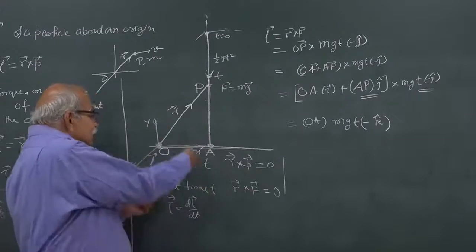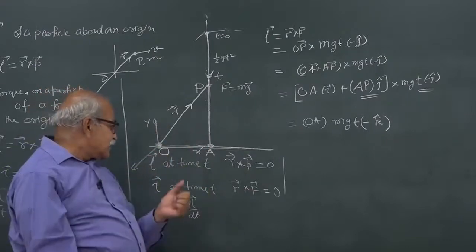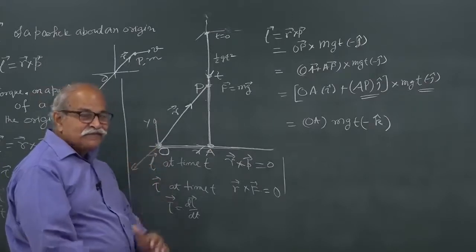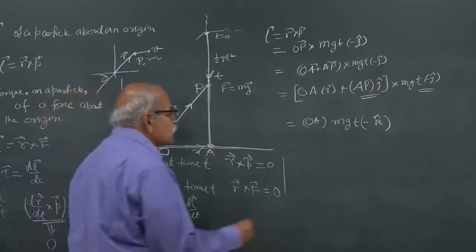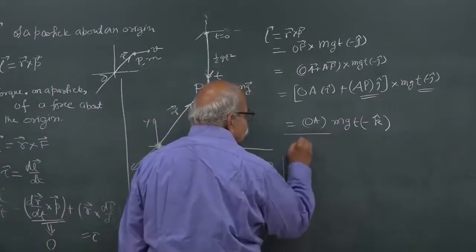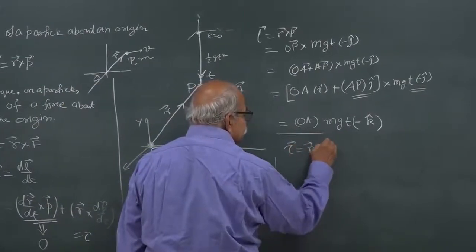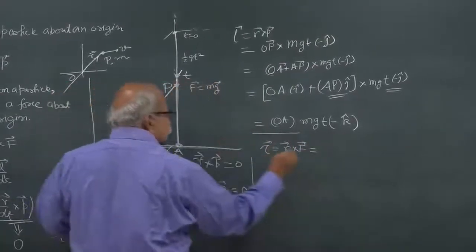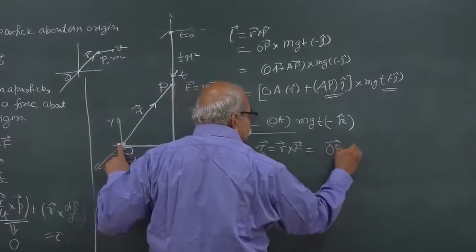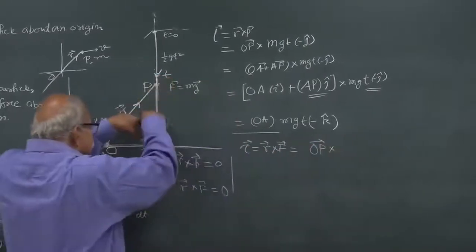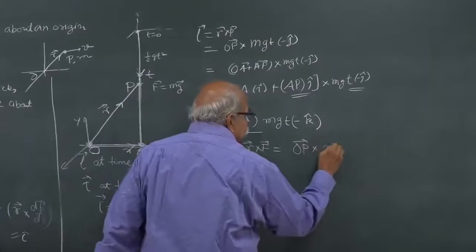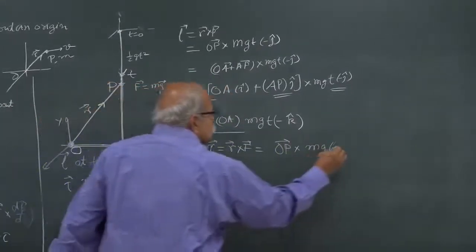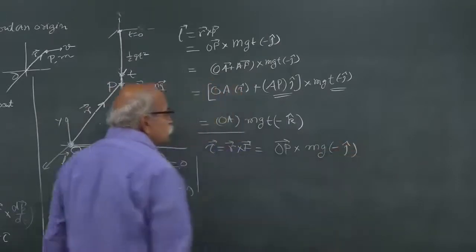If this is x, this is y, z is coming towards us, and minus k cap means it is going into the board. So, that is L. What is torque? Torque is r cross f, and r is OP vector. So, OP cross f, f is mg in the downward direction. So, mg times minus j cap.